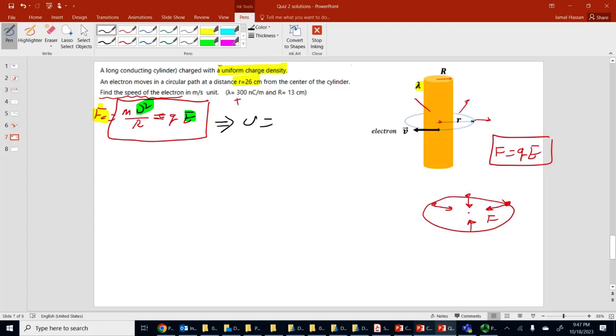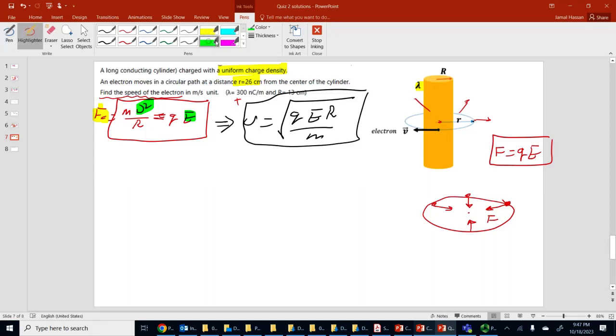Before we do that, let me rearrange the equation. So V is equal to Q E r divided by m. That will be the answer, but we have a problem, as I said. We need to find this electric field first. So we need to use Gauss's law: E dot dA is equal to Q inside divided by epsilon naught.